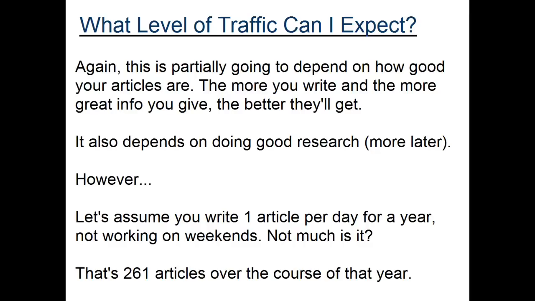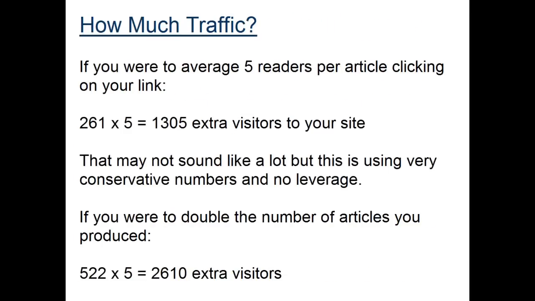However, let's assume that you write one article per day for a year, not working on weekends, okay? So that's not much, is it? That's 261 articles over the course of that 1 year. So how much traffic is that going to produce? Well, if you were to average 5 readers per article who are actually clicking on your link, I'm talking about people actually taking action as a result of your article, that's 261 multiplied by 5, that's 1,305 extra visitors to your site for that year, okay?